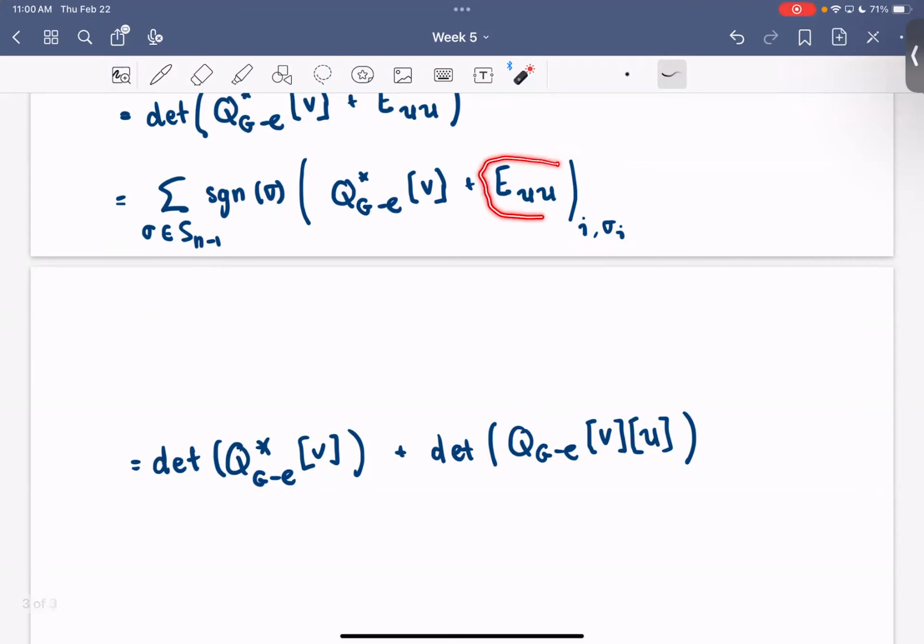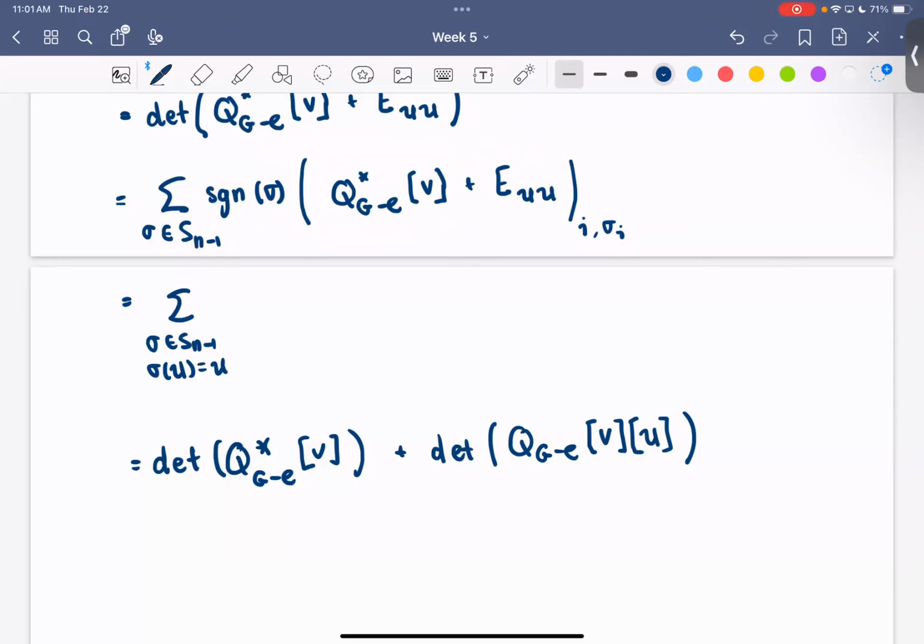Okay, so let's think about E_UU. So this is 0 in most of the entries, except for the UU entry, right? So for the most part, for most permutations sigma, this is going to be the same. So let's break this up into two sums based on whether or not the permutation sigma fixes U. We'll have one sum over sigmas in S_{n-1} where sigma of U is equal to U.